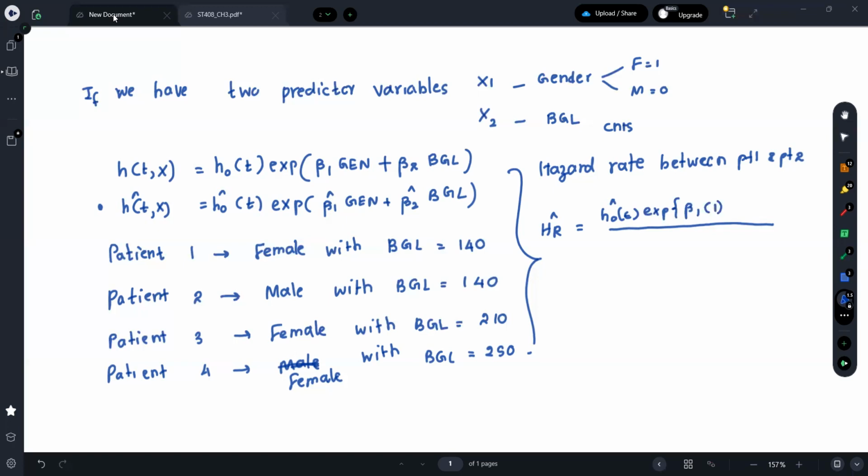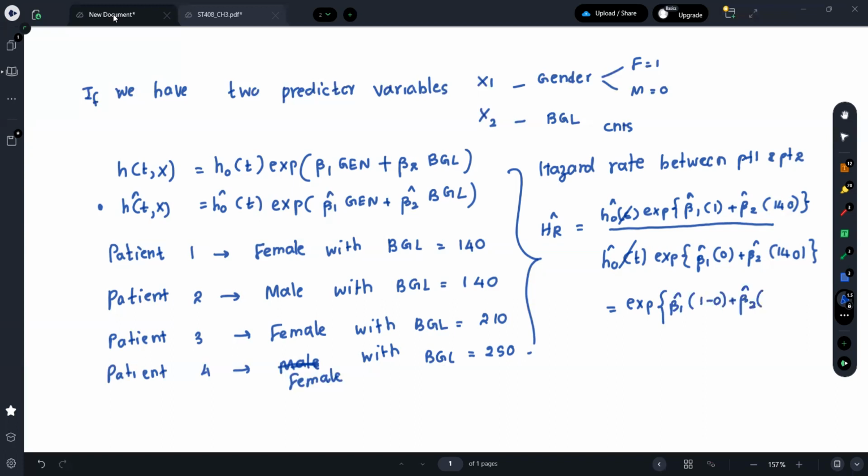Female, gender is 1, plus beta 2 hat, glucose level 140. At the bottom, same H naught hat, EXP, beta 1 hat, male it is 0, beta 2 hat 140. So what will be the answer? EXP, that's with division, the top and the bottom, the common EXP, beta 1 hat times 1 minus 0 plus beta 2 hat times 140 minus 140. So what is the answer? This becomes 0. You get EXP beta 1 hat times 1, just beta 1 hat. So the hazard ratio between patient 1 and patient 2 will be e to the power beta 1 hat.